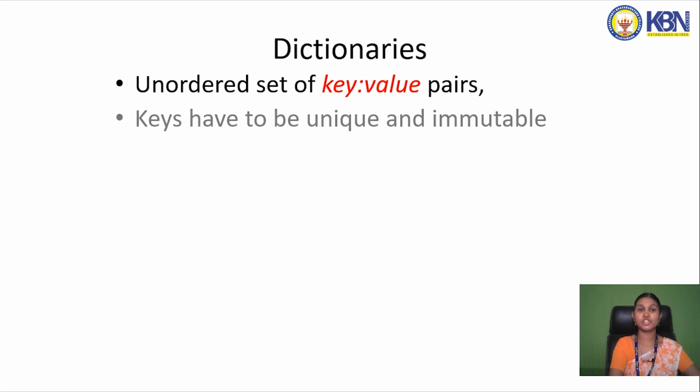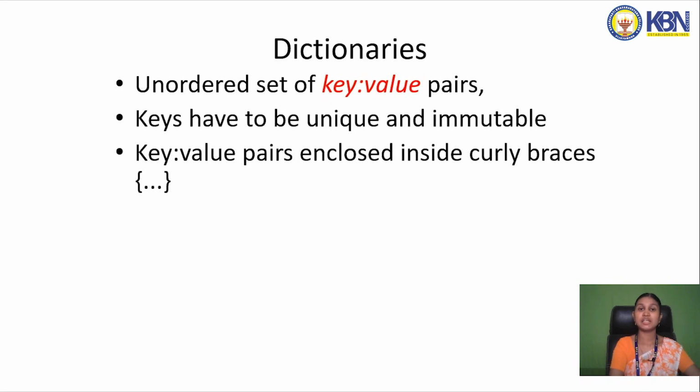Now coming to dictionary. Dictionary means key value pairs. What is a key? Let's see, the student roll number 1 is the key and the student name is the value. The key has to be unique. Why? The student roll number has a unique value in the college, and names may be the same, but the key should be different and it cannot be changed. And key value pairs are enclosed inside curly braces.